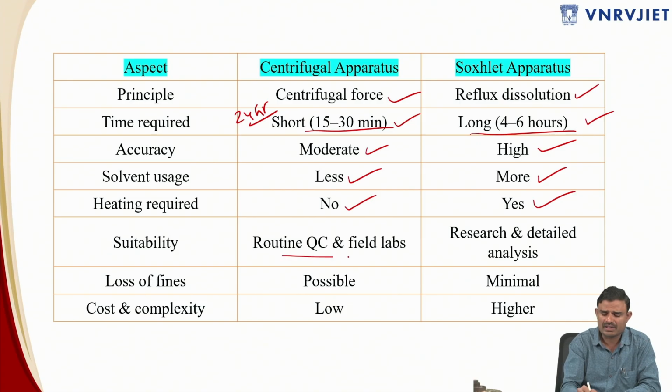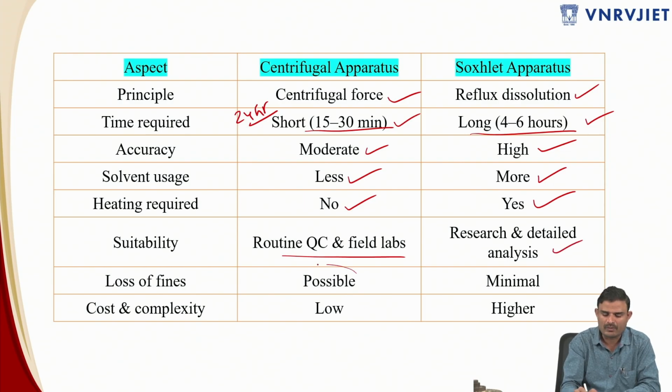And the suitability is routine quality control and field labs. For a basic test you can go ahead with the centrifugal extraction test. But when you want to conduct research investigations and get accurate values for representation, then you have to go with Soxhlet extraction, where you are going to get exact values of bitumen content. For research and detailed analysis you will go with this test.